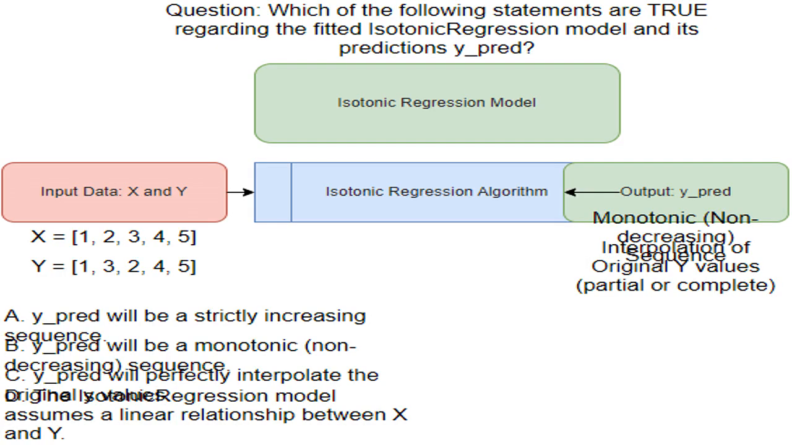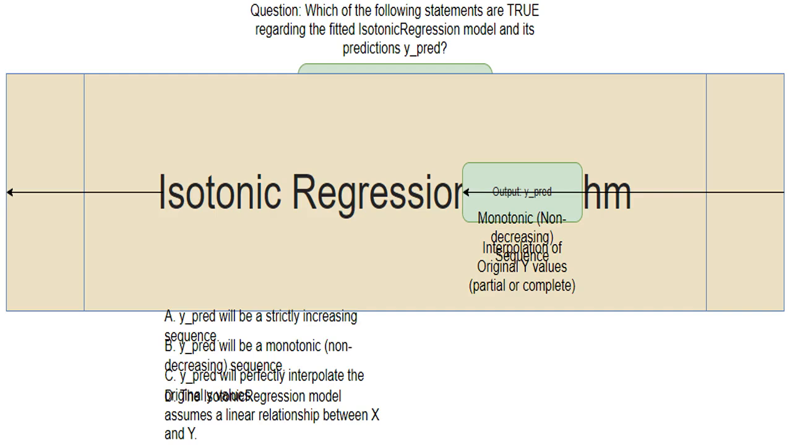We're using a scikit-learn model called isotonic regression, a type of regression analysis that doesn't assume a linear relationship but still finds a monotonic, meaning always increasing or always decreasing, relationship between x and y. This will be the output of the isotonic regression model, the predicted y values for the input x values.